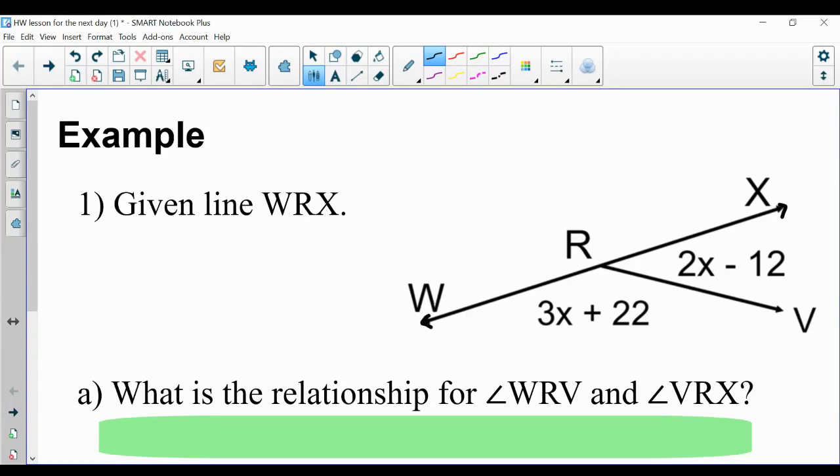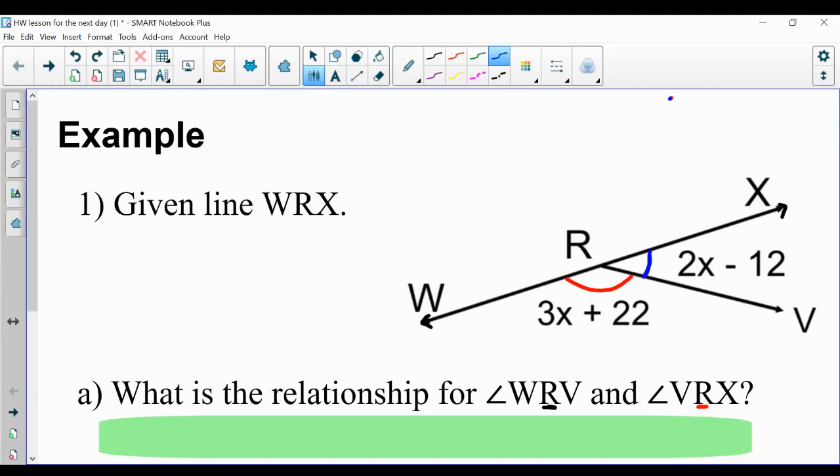What is the relationship for angle WRV? Talking about this angle. And angle VRX is talking about this angle here. So what's the relationship between those two angles, the red one and the blue one? So they both are on the same line. So let's think about that, on the same line. What degree measure of angle does it make?